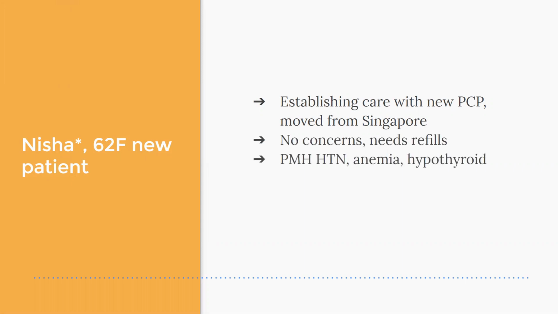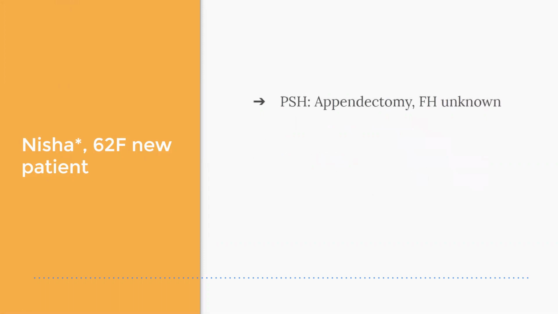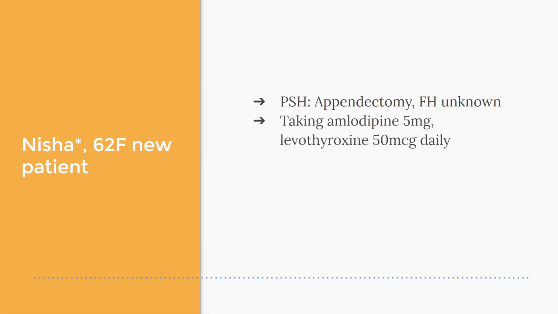Her past medical history includes hypertension, anemia, and hypothyroidism. She doesn't smoke, use alcohol, or drugs, and she has no current sexual partners. Her past surgical history includes appendectomy, and she doesn't know anything about her family history. She's taking amlodipine 5 milligrams daily and levothyroxine 50 micrograms daily. Her blood pressure is 124/72, which is great, well controlled, heart rate of 68, and oxygen, respirations, and BMI are all normal.